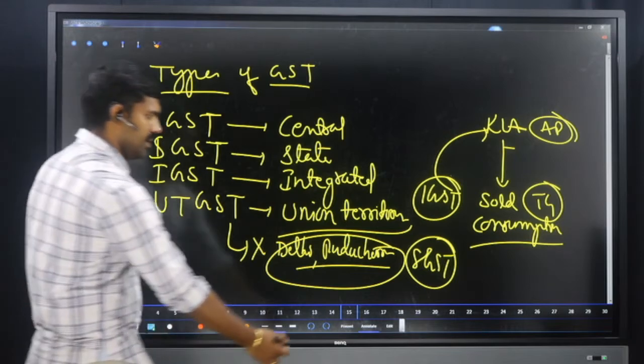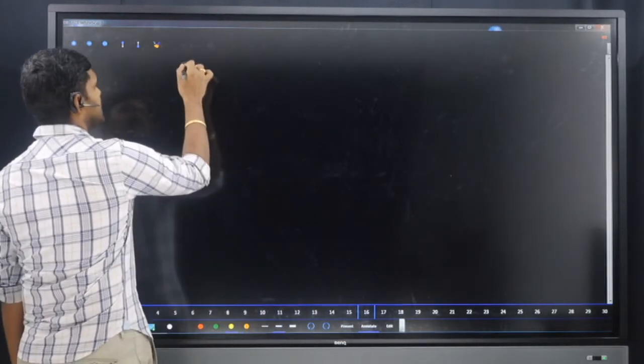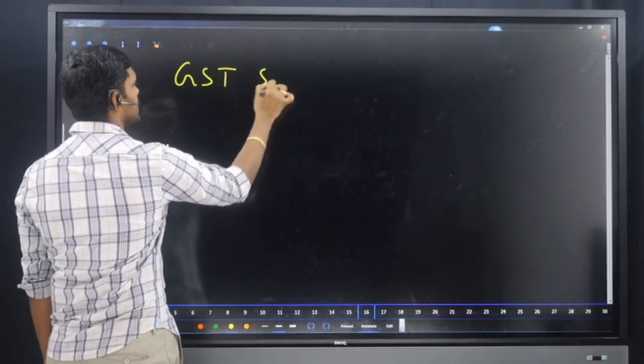Okay. Next one. GST slabs. Any doubt? Do ask me.